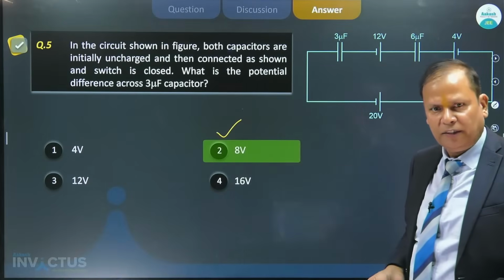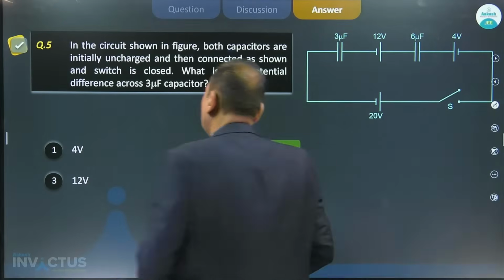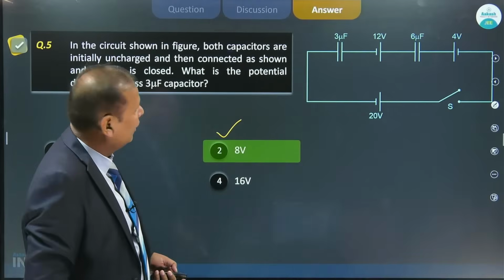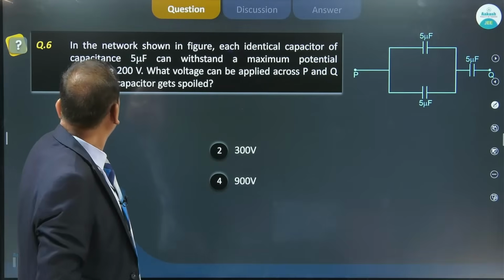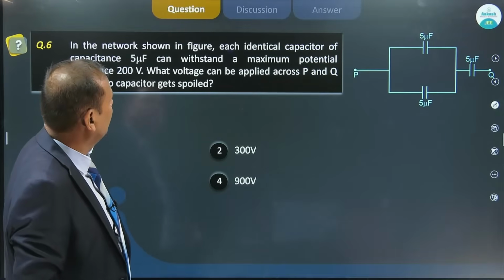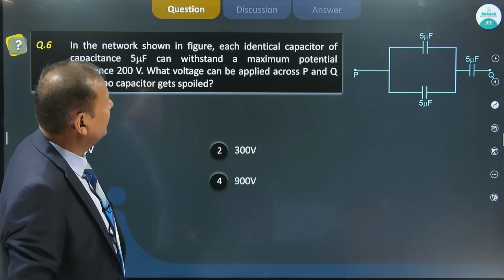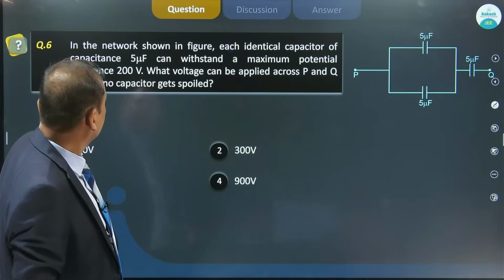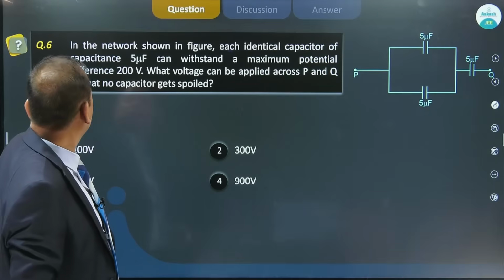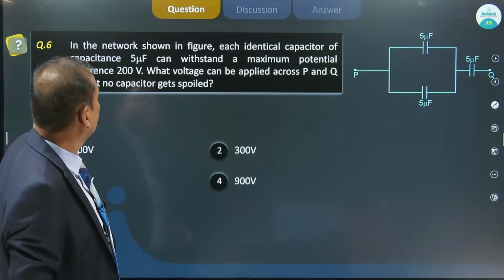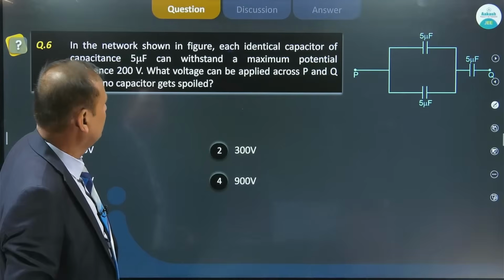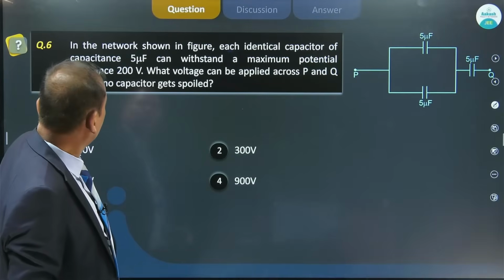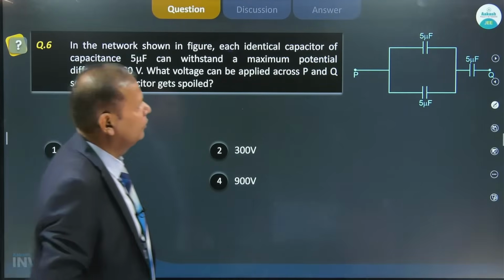So the answer is correct. It is 8 volt. Now move to the next question. In the network shown in the figure, each identical capacitor of capacitance C can withstand a maximum potential difference of 200 volt. What voltage can be applied across PQ, so that no capacitor can get spoiled?